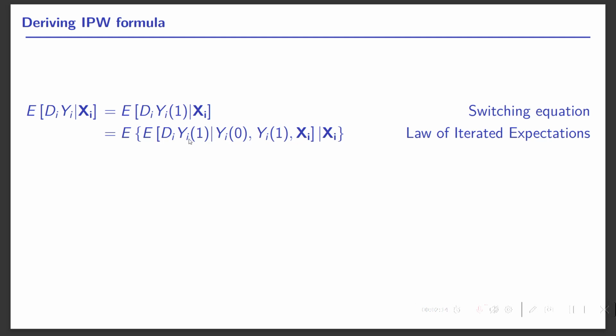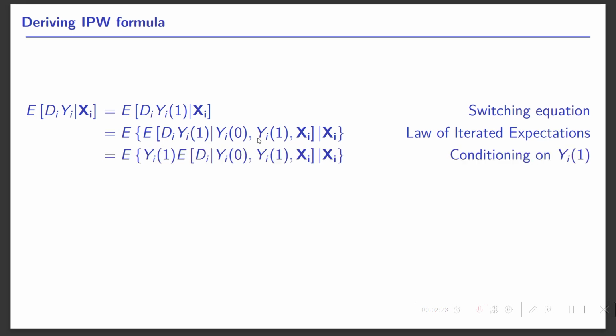Now, that allows us to pull out the yi1 outside this inner expectation, because we condition on it, so it is essentially known to us in this inner expectation. So we've got yi1 in front, and we've got the expected value of treatment conditional on the potential outcomes and xi. But we know that the potential outcomes are unrelated to treatment once we condition on xi here. But that means that we can simplify the inner expectation. We've dropped the potential outcomes. And you can recognize the inner expectation is just our propensity score.